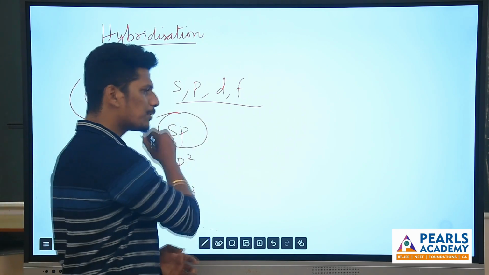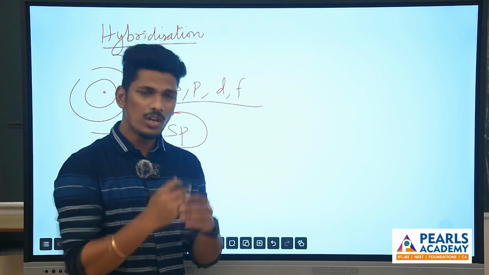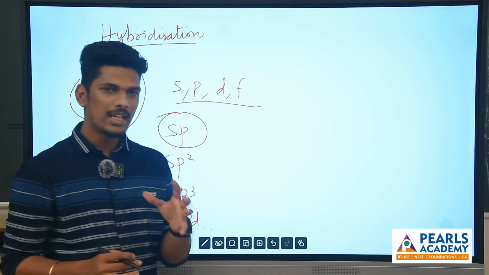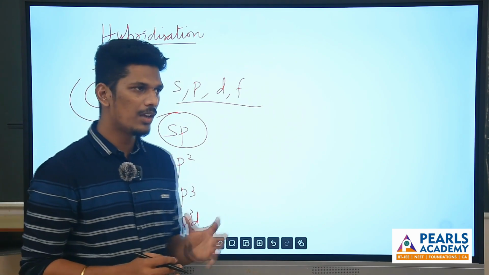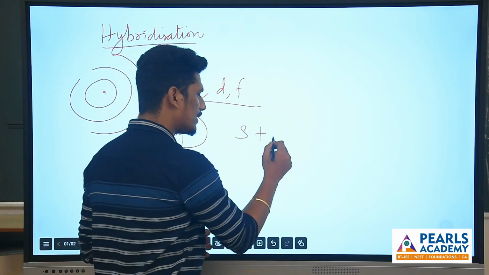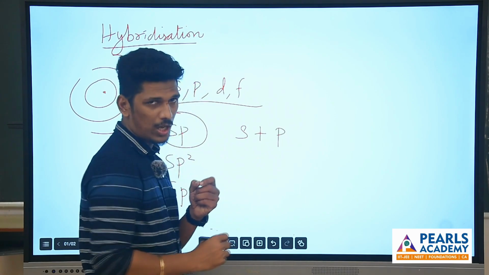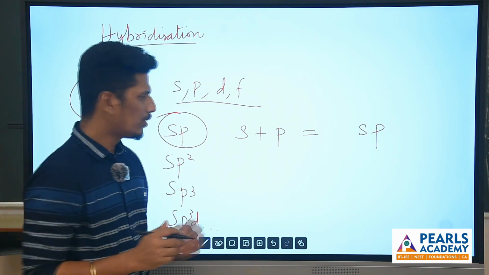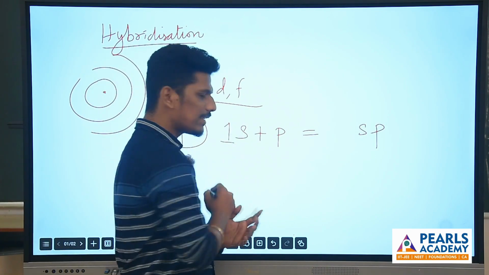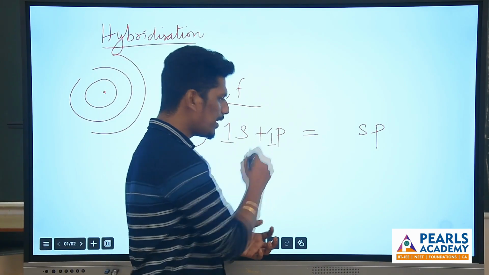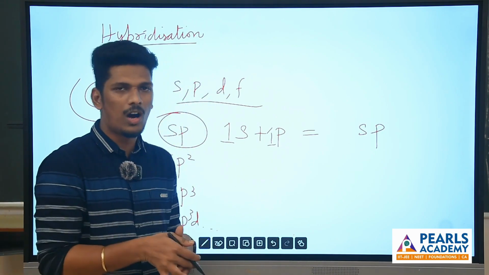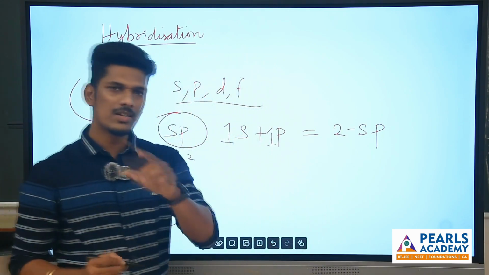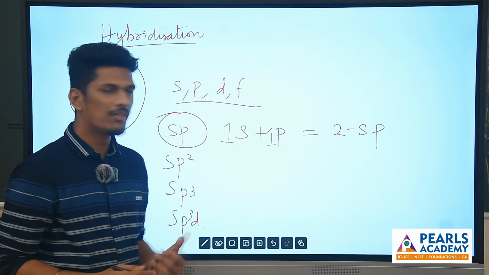So what is meant by sp hybridization? In an atom we have s orbitals and p orbitals. When we mix a single s orbital with a single p orbital, we get sp orbitals. That's all. We take one s orbital and one p orbital, and when we mix these two orbitals, we get two new sp hybridized orbitals. So in this way we have to understand.